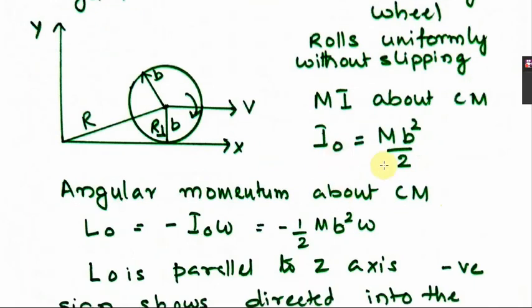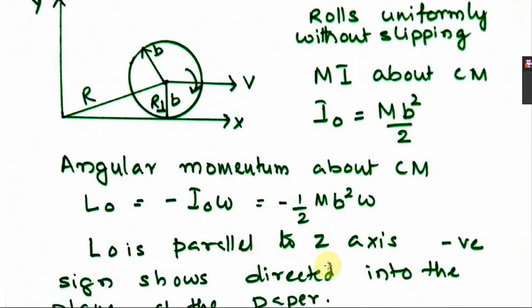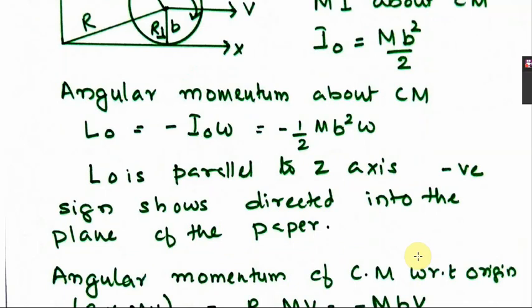Now angular momentum about the center of mass, we are going to designate it as L0. That is equal to minus I0 omega, because this is moving in the anti-clockwise direction. So it will be directed along the negative z direction. That is equal to half m b square omega. I have substituted for I0 from this equation. L0 is parallel to z axis and in the negative direction. That means it is directed into the plane of the paper.